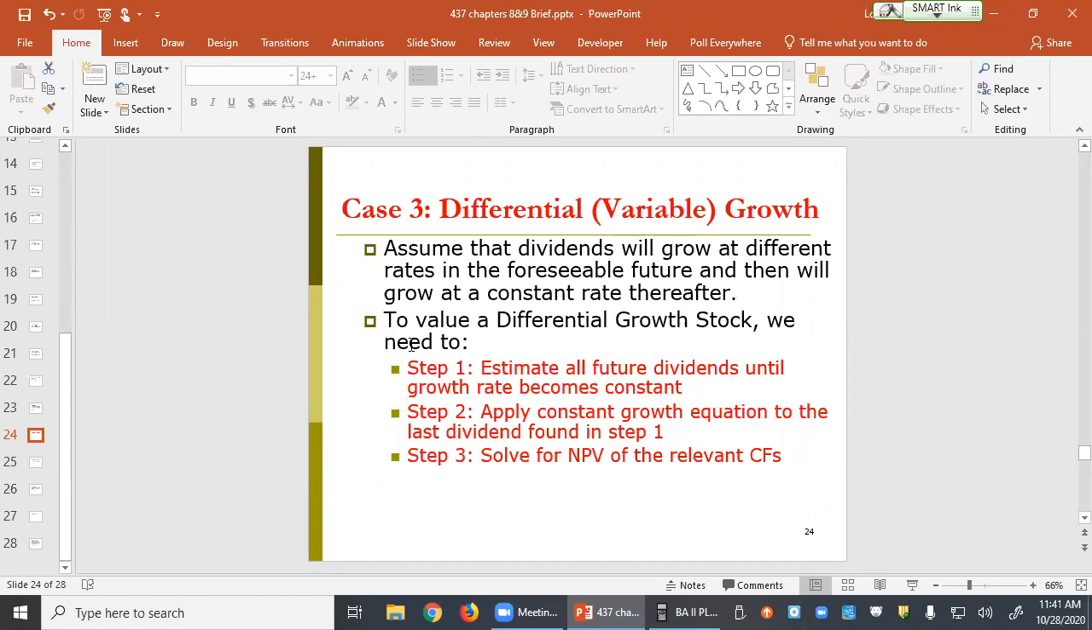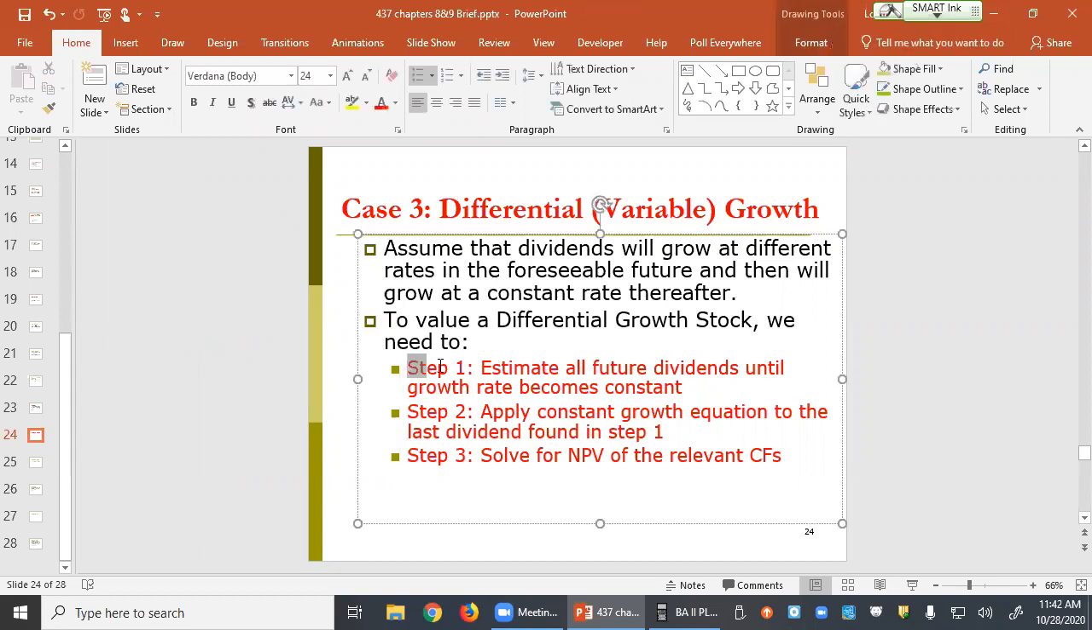So we have to follow the 3-step approach. Step 1 is to estimate all of the future dividends until the growth rate becomes constant. Now this is the quickest way. So if the growth rate becomes constant in year 4, once you find D1, D2, D3, and D4 in step 1, you don't have to find D5. You could if you want, but you're wasting your time.